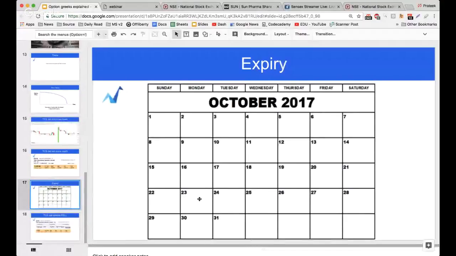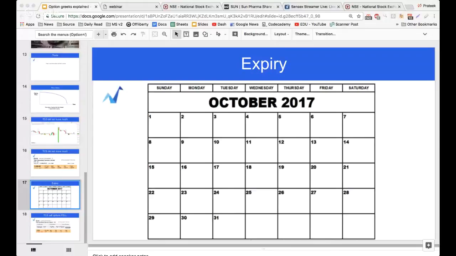Do not buy any options in the last week of expiry. So 23rd, 24th, 25th, 26th, do not buy options. Can you give me another thing we could do? If you can't buy options, what can you do? What's an interesting thing to do? Sell options. That's right. Selling options is also called option writing, which means you would sell an option.